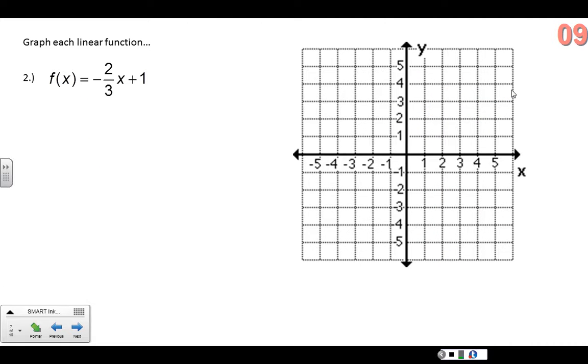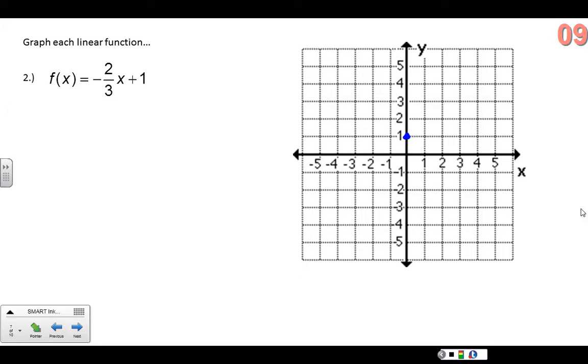Here's another one. F of x equals negative 2/3 x plus 1. So this is in y equals mx plus b form. So the y-intercept is positive 1. I'm going to plot that on the y-axis. Go ahead and do that step. And then the slope of this linear function, the number in front of the x, is negative 2/3.